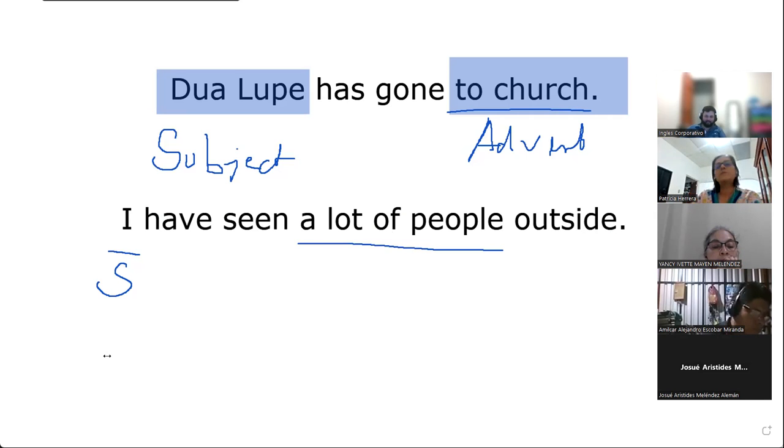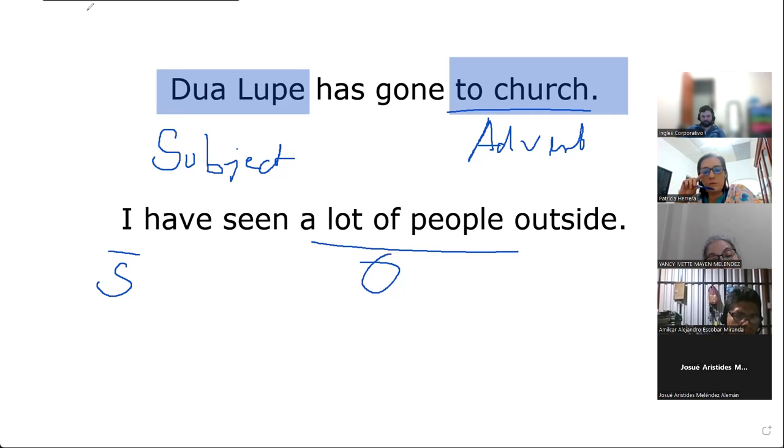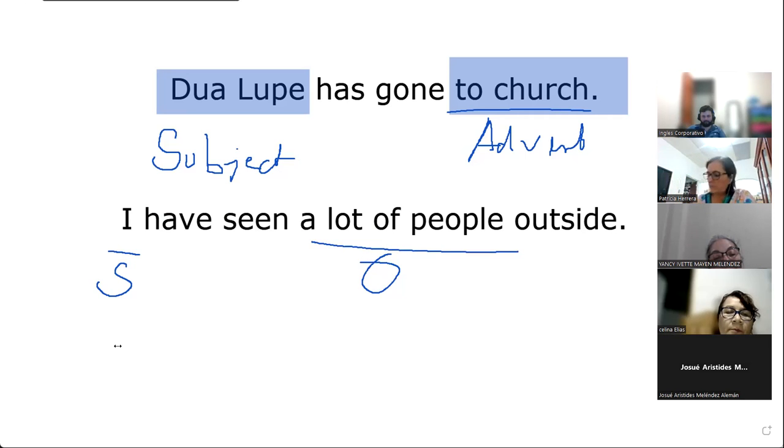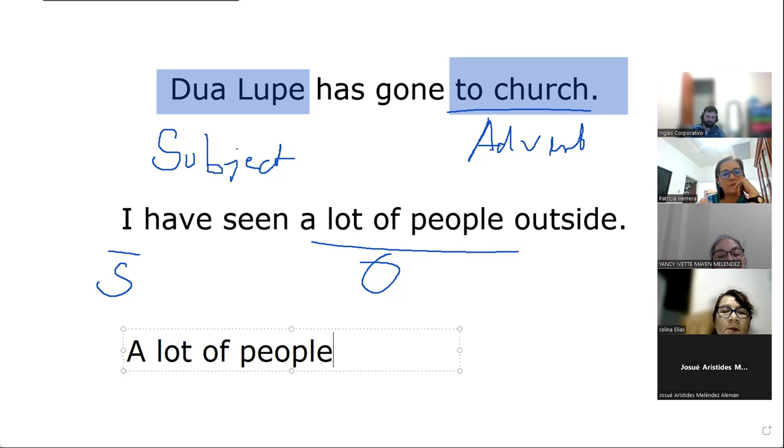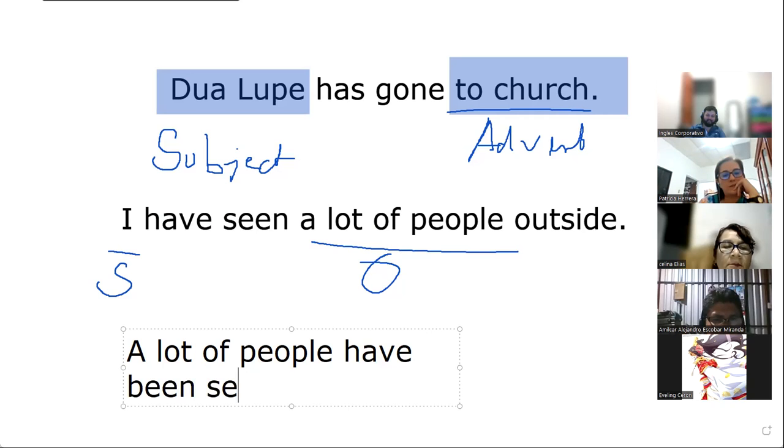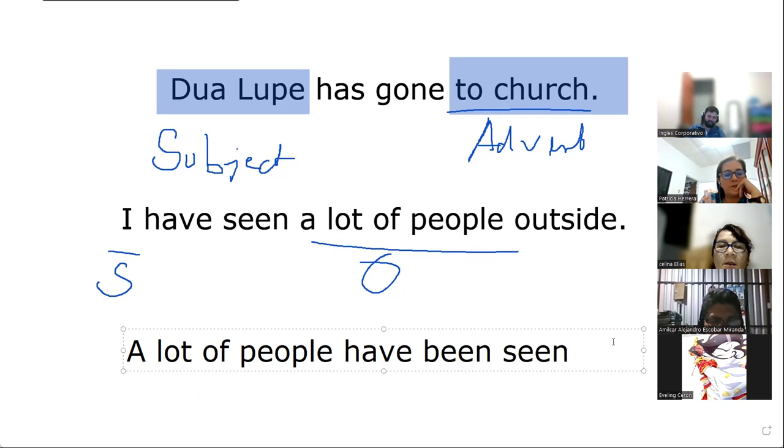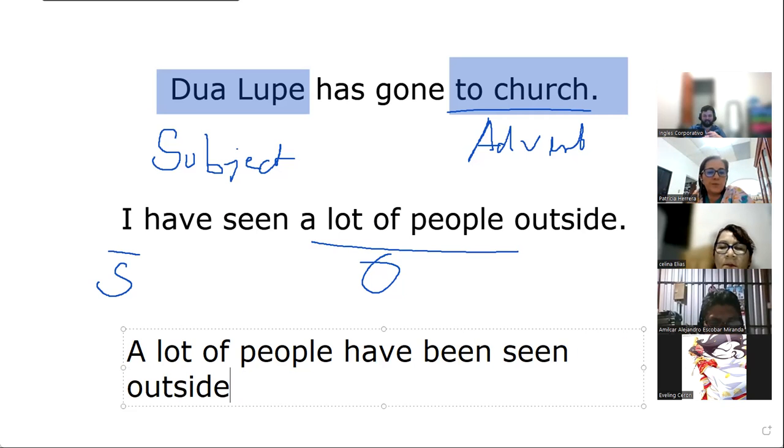Now, you can say, so how do we turn this into passive voice? A lot of people have seen, like this. Have been seen outside. Seen. All right, have been seen. You can say a lot of people have been seen outside. And then you can say by me, right?